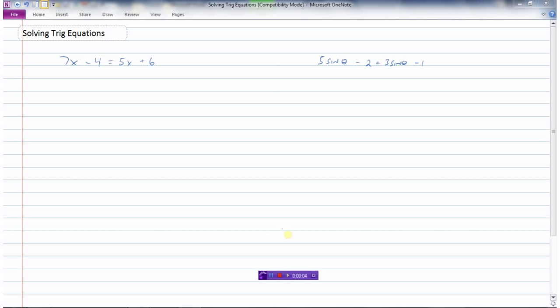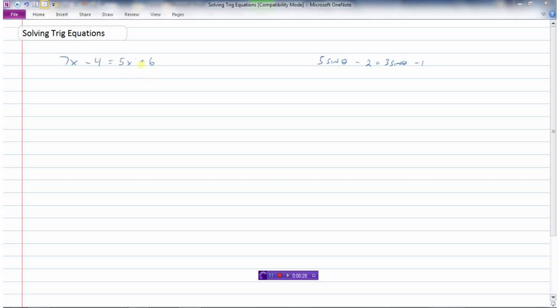In this video, we're going to look at solving trig equations. I've got two equations up here. Here's one equation. This one you'll have seen before. It's not a trig equation because there's no trig function in it. However, here, this is a trig equation because we've got some trig expressions in here. In this case, we've got sine theta.